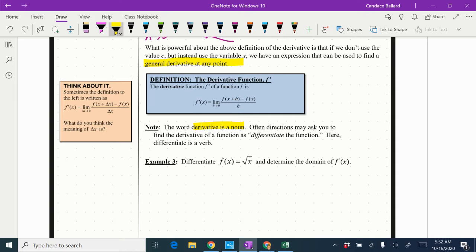Another special note is the word derivative is a noun. Often directions ask you to find the derivative of a function as differentiate the function. Differentiate just happens to be the verb, and you'll notice that it says that. So differentiate and derivative are really the same thing, just one's a noun and one's a verb.